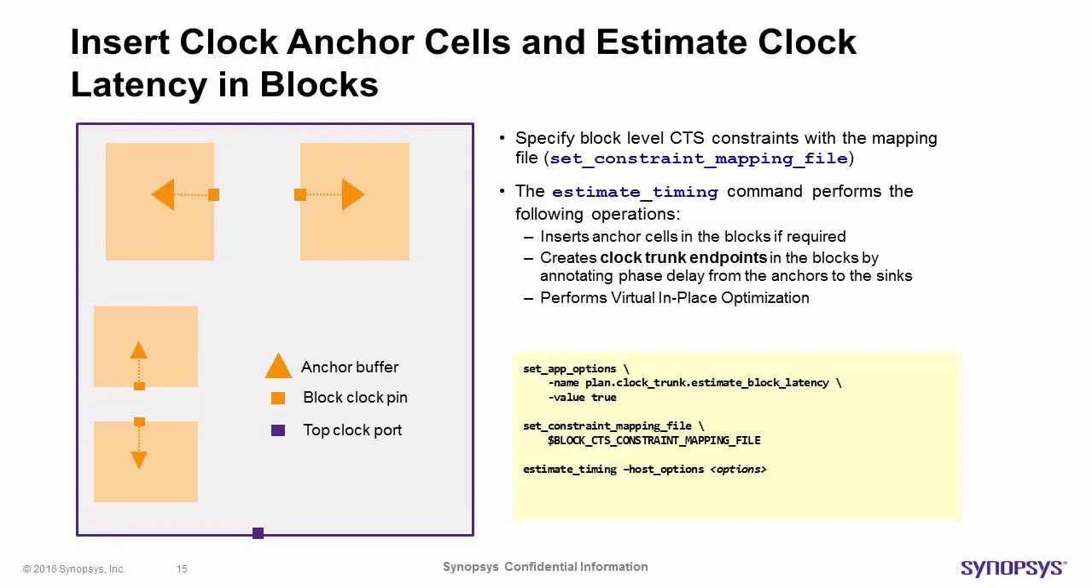This slide shows how the tool inserts clock anchor cells and estimates clock latency in blocks. It specifies block level CTS constraint with the mapping file, set constraint mapping file. Then the estimate timing command performs the following operations. Insert anchor cell in the block if required, and then create clock trunk endpoint in the block by annotating phase delay from the anchors to the sinks. And then it performs virtual in-place optimizations. These are the commands we use for this step.